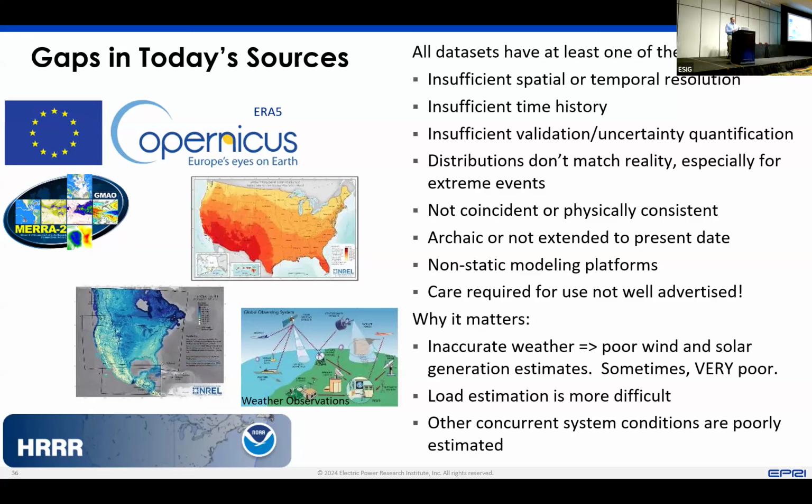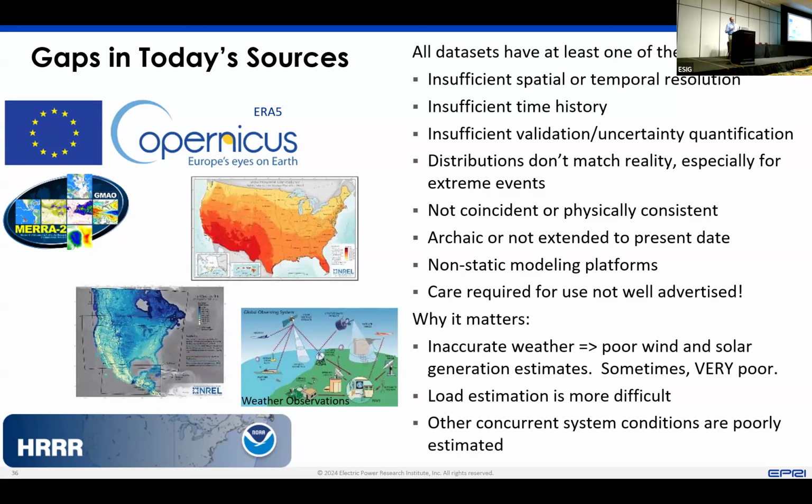They come from non-static modeling platforms. So John was talking about this with respect to the high-resolution rapid refresh data. That's an operational model that is designed to be as accurate as possible for producing a forecast. It's not designed to be as accurate as possible for producing a data set to be used for past conditions. And the care required for their use is not well advertised.